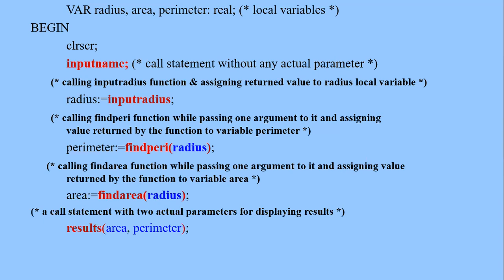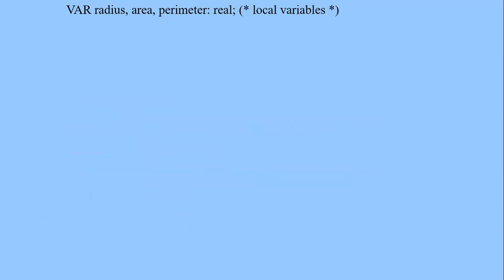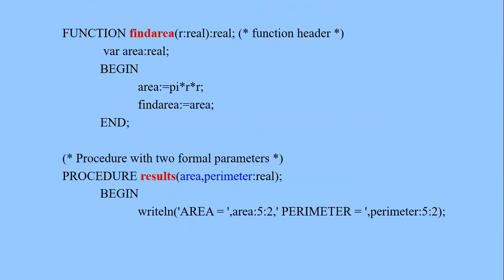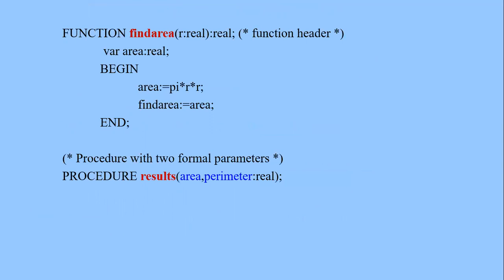Here, this call statement is for a procedure. Two actual parameters, or arguments, are being sent to it. One is being sent as area, the second one is perimeter. So the receiving procedure will have two parameters: one parameter for area, the other parameter for perimeter. And here it is. This is the procedure called results.